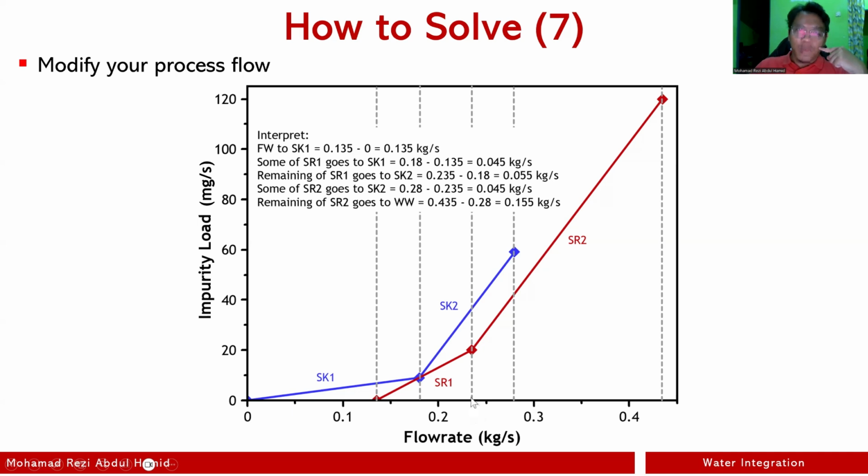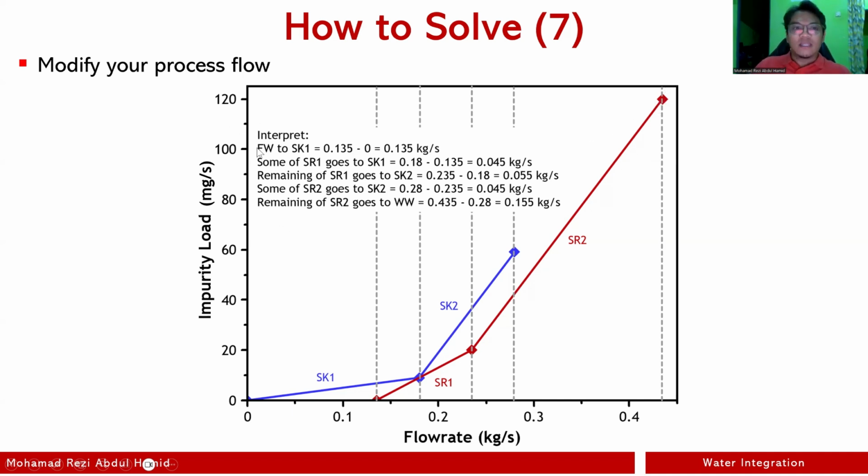Now the amount is 0.235, I'm sorry, minus 0.18, 0.055. Now you go to the next section here. Now this segment belongs to SR2, and this segment belongs to SK2. Now this is the whole segment. So from here to here is only some of it. Now what I will do is some of SR2 goes to SK2. So the amount is 0.28 minus 0.235, 0.05. Now the remainder of SR2 just goes to wastewater, as we have discussed earlier. So that's how I interpret this.